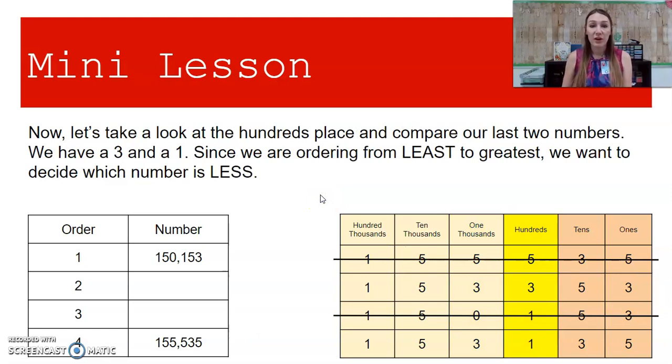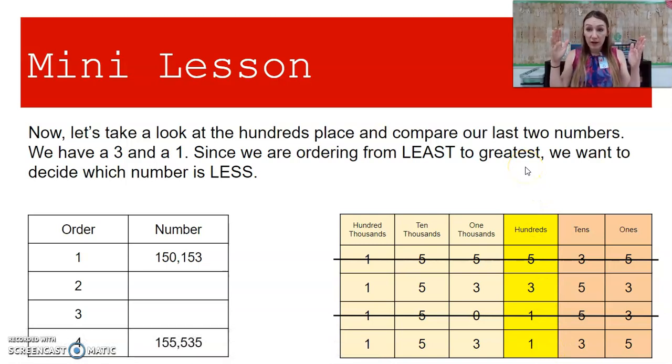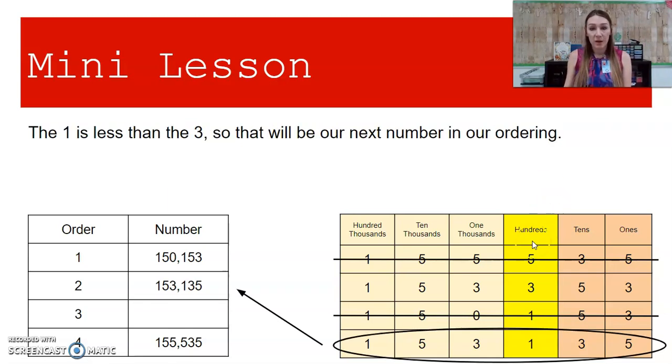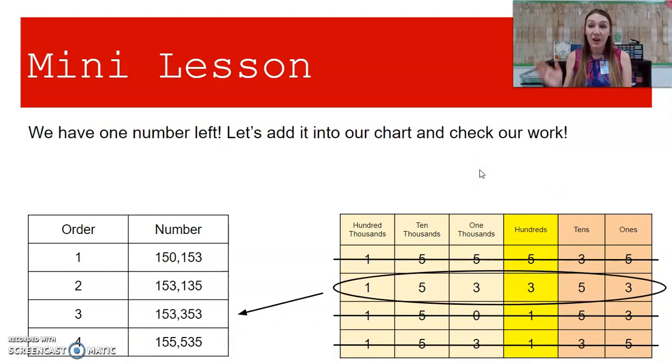Now, let's take a look at the hundreds place and compare our last two numbers. We have a 3 and a 1. Since we are ordering from least to greatest, we want to decide which number is less or smallest. Since 1 is smaller than 3, that will be our next number in our ordering. And we only have one number left. Let's add it to our chart and check our work.